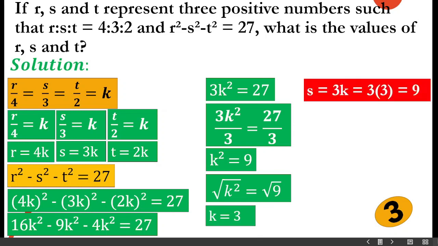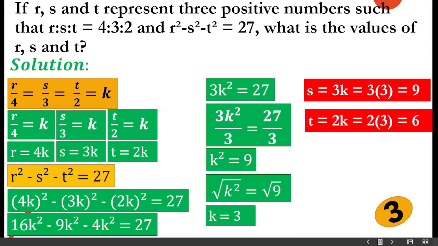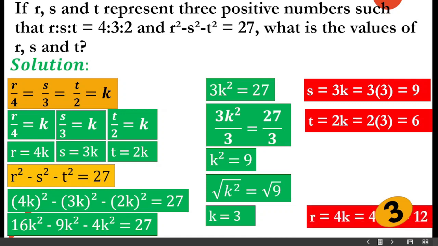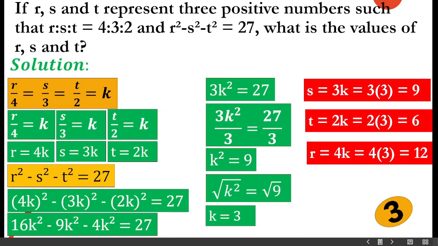Apply the value of k to our s. Since s is equal to 3k, the value of k is 3. Therefore, 3 times 3 is equal to 9. Apply to the value of t. t is equal to 2k. The value of k is 3. 2 times 3 is 6. Apply to the value of r. Therefore, we have r is equal to 4k. 4 times the value of k, 3. 4 times 3 is 12.